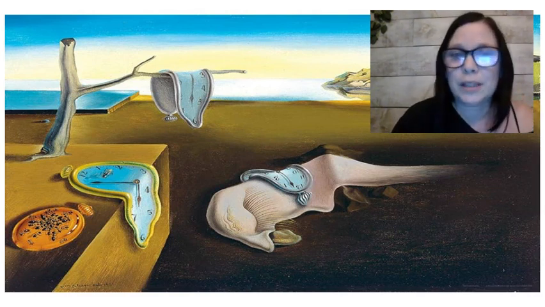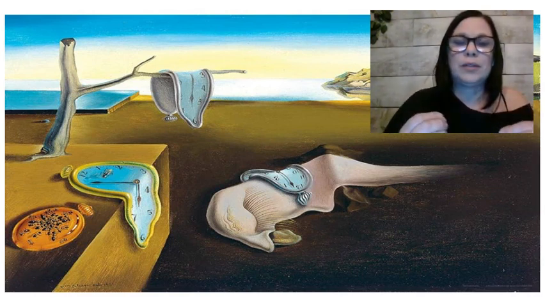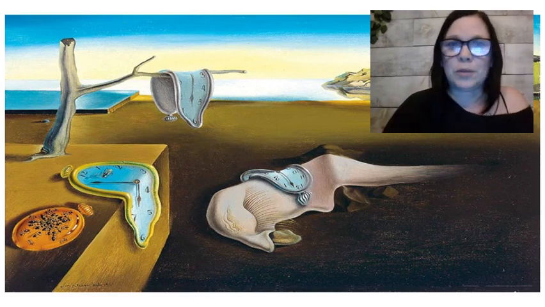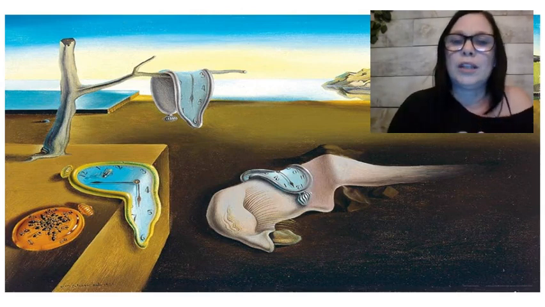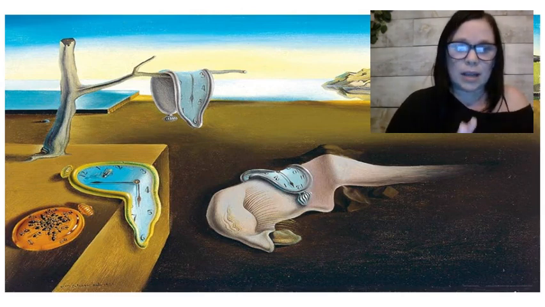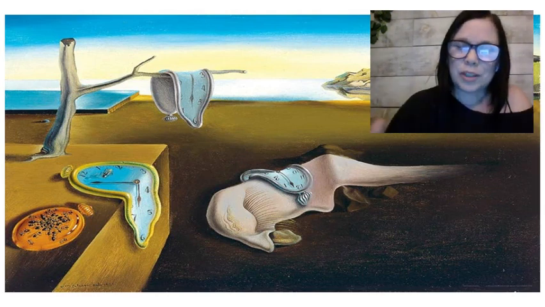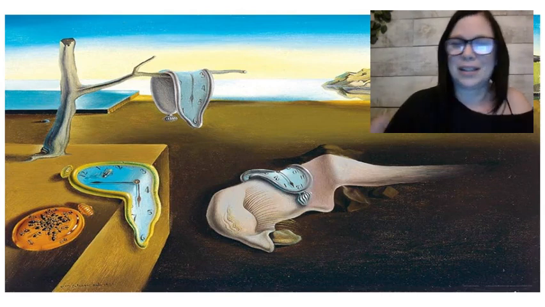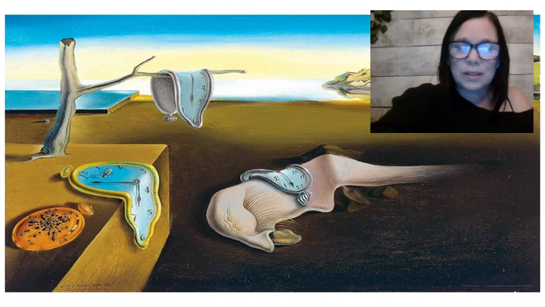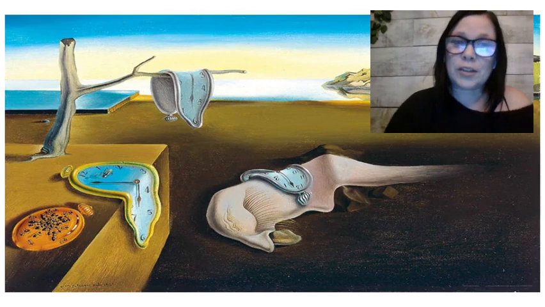So we see three melting clocks, and for him they are symbols of the past, present, and future, and they're melting, right? So it's talking about time, and time is fluid and different, and can they coexist at the same time? And when you're having a dream, time doesn't really exist, and it kind of shifts everything. But he's also got a fourth clock there that's turned upside down.